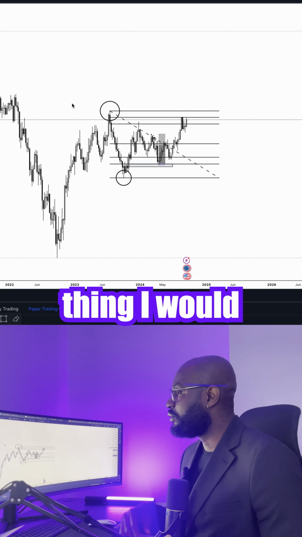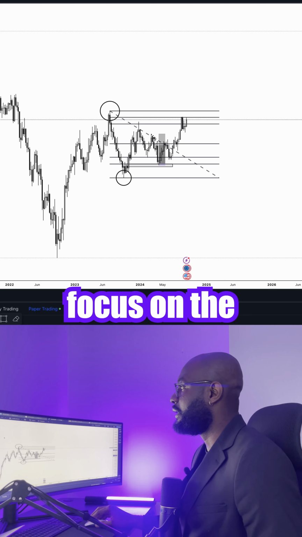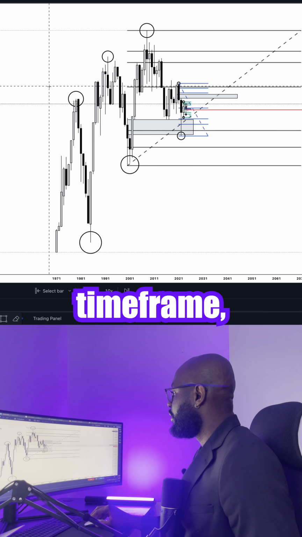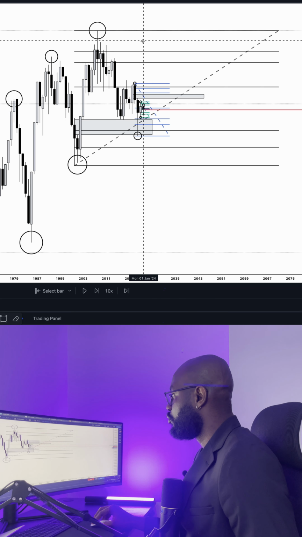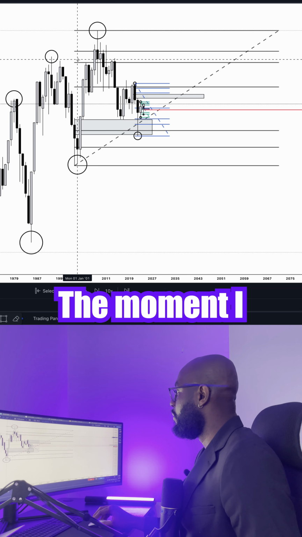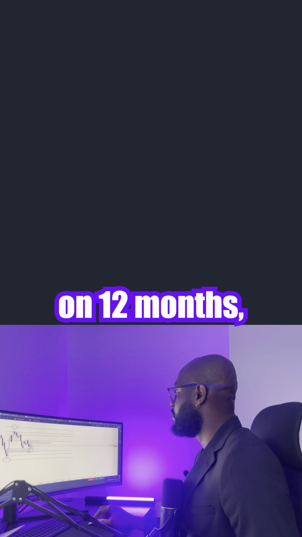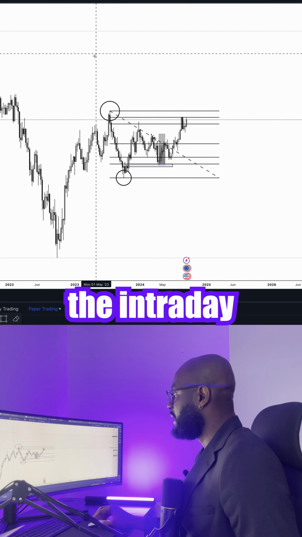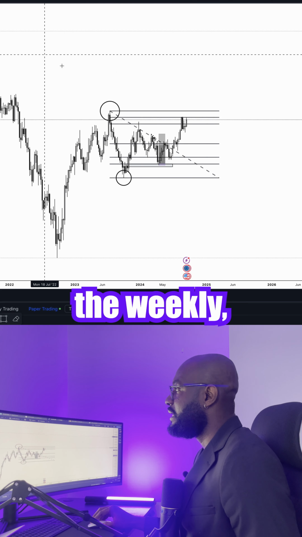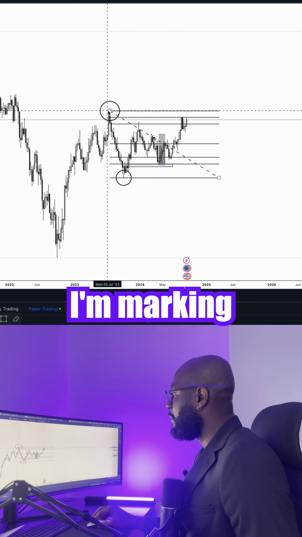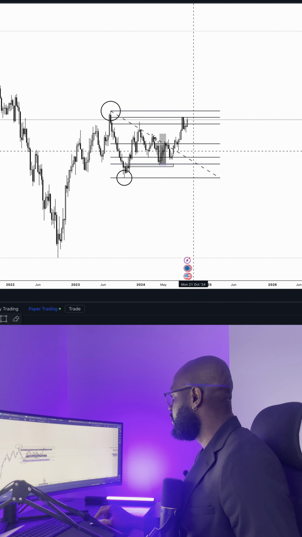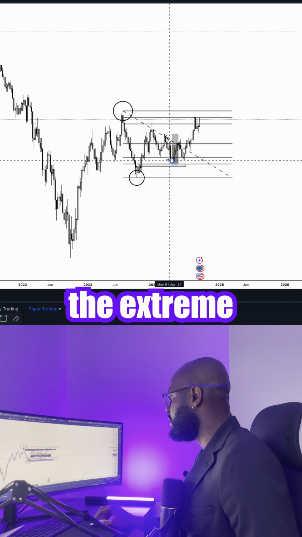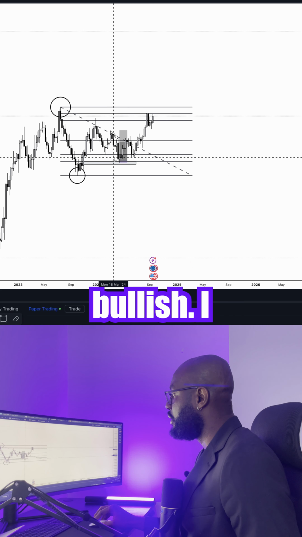The first thing I would do would be to focus on the bigger time frame market structure, 12-month time frame, showing me we're bullish. The moment I ascertain that we're bullish on 12 months, I'm going into the intraday levels from the weekly, daily. Daily, I'm marking out the high, the low, use the Fibonacci to determine the discount, extreme discount. In this case, I'm bullish.